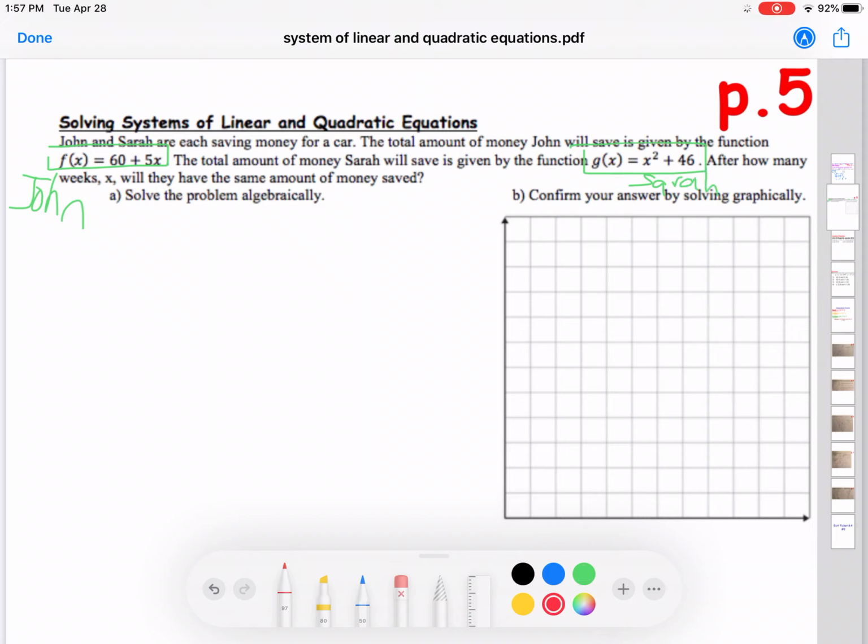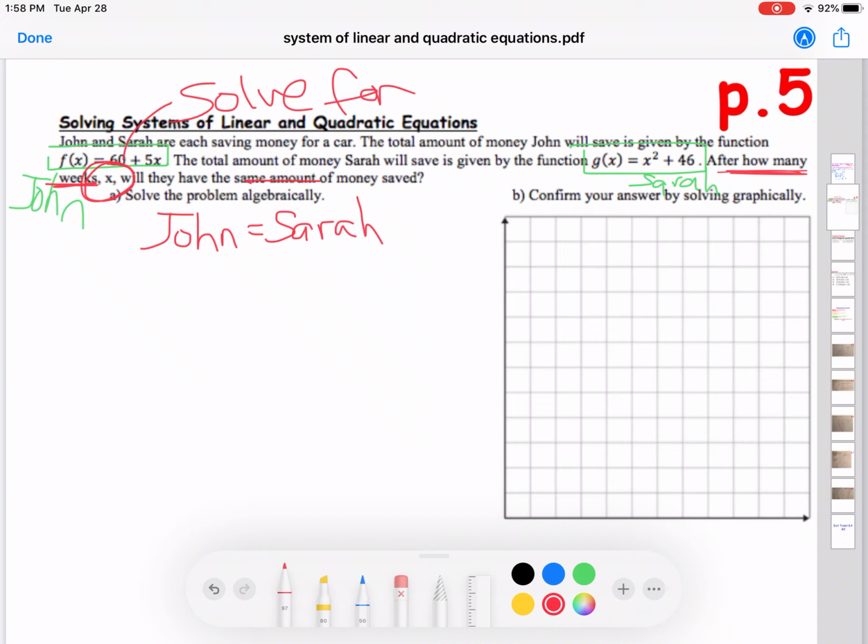Then our question wants to know, after how many weeks x, so we're trying to solve for x, will they have the same amount of money saved? So I want to know when they'll have the same amount of money saved. If we think about that, the question is basically asking us, when is John equal to Sarah? So the expression that they gave us for John is 60 plus 5x, and the expression that they gave us for Sarah is x squared plus 46.